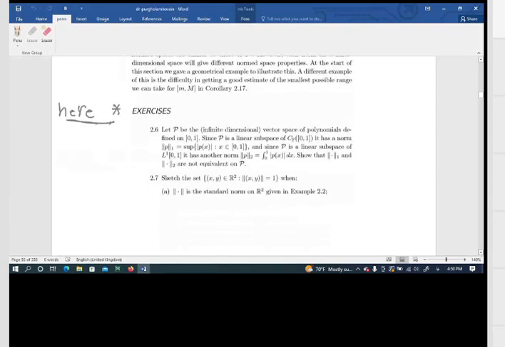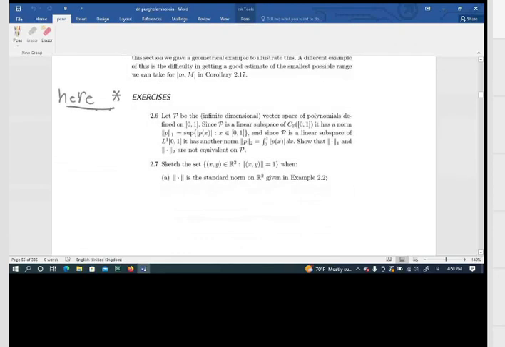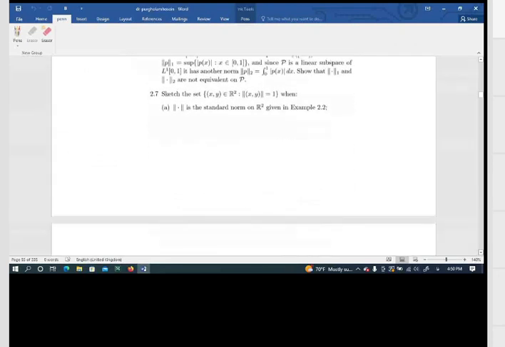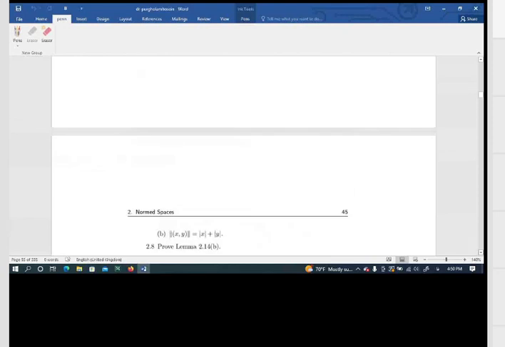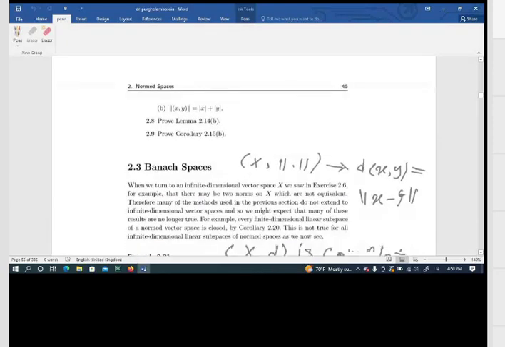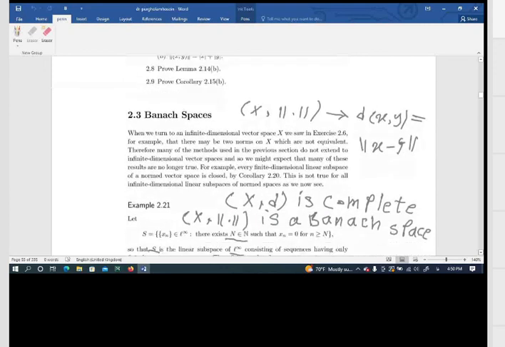There are some exercises. I will send you the solutions of some exercises, not all of them because they are too many. I selected some exercises from each chapter and solved them, and I will send the PDF to you on WhatsApp.